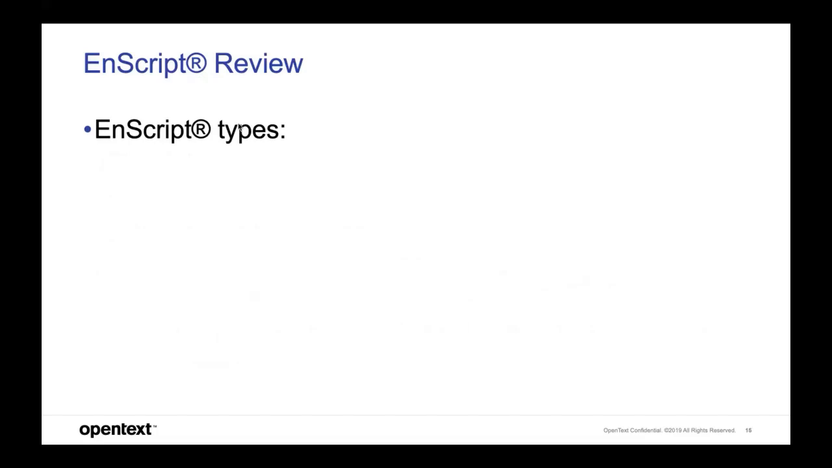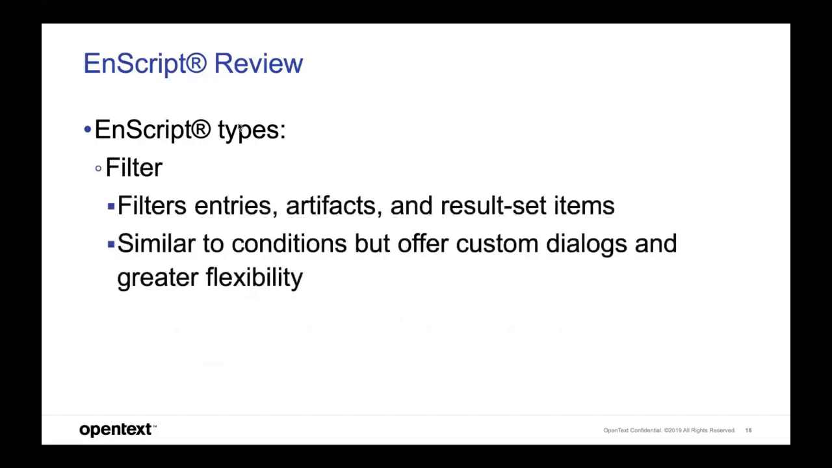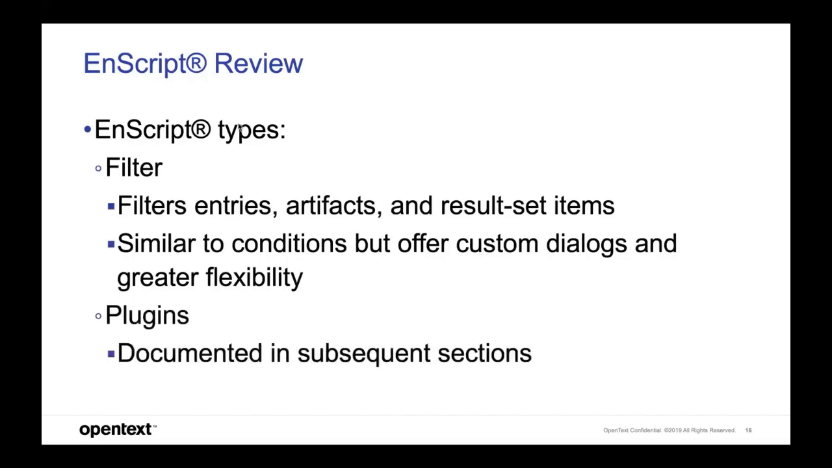The third type of EnScript is an EnScript filter, which controls the entries, artifacts or result set items shown by the EnCase GUI. These are similar to conditions, but they have more power and flexibility. For example, they can have custom dialog boxes. The last type of EnScript is the plugin, which is what we're here to look at in more depth.